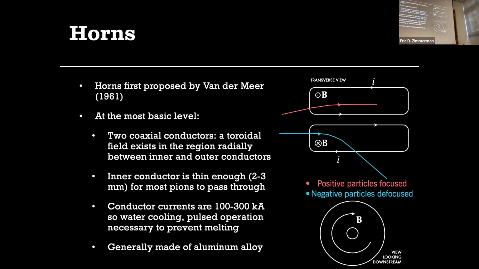So the inner conductor has to be thin enough so that most pions can pass through, because remember, they're produced out here, or sometimes even here, and they have to get through the wall into the field region. So this means that you need to have the inner conductors in the few millimeter range, not much bigger, or you start to get significant pion loss in the inner conductors, which defeats the purpose of having the horn. Conductor currents also have to be in the hundreds of kiloamps range, so water cooling and pulsed operation are necessary, otherwise the horn will fail immediately. And generally, horns are made out of aluminum alloy.